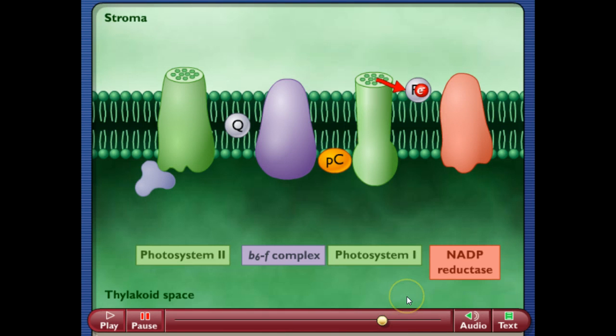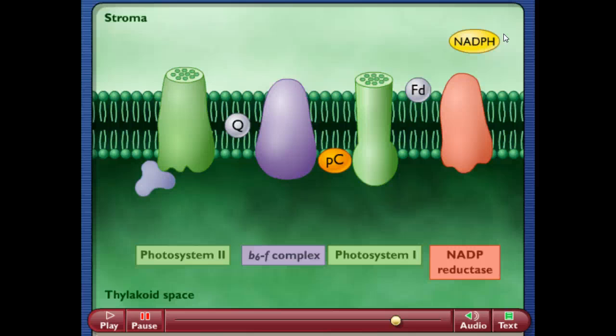Now then, the enzyme NADP reductase, here's the enzyme NADP reductase, transfers electrons to NADP, here we go, to form NADPH. There's our NADPH. So while ATP was made in this original step, NADPH is made in this second step. So the outcome of the light reactions are two molecules, ATP and NADPH.